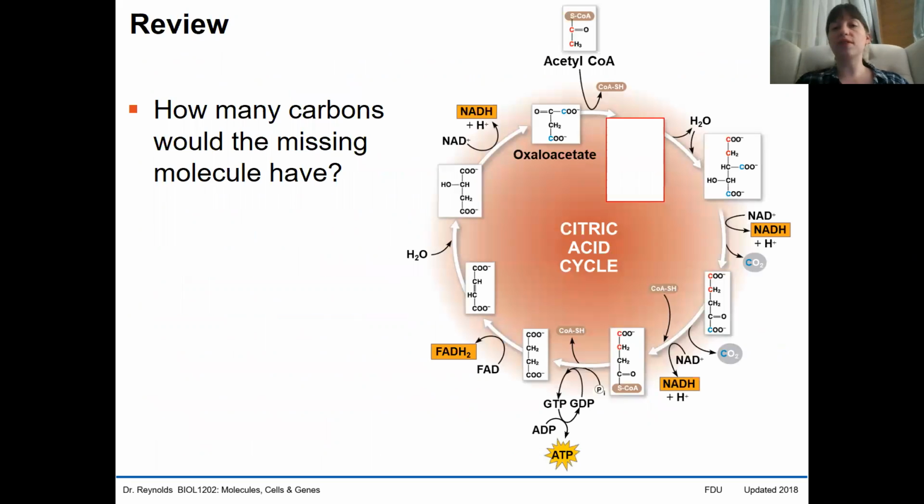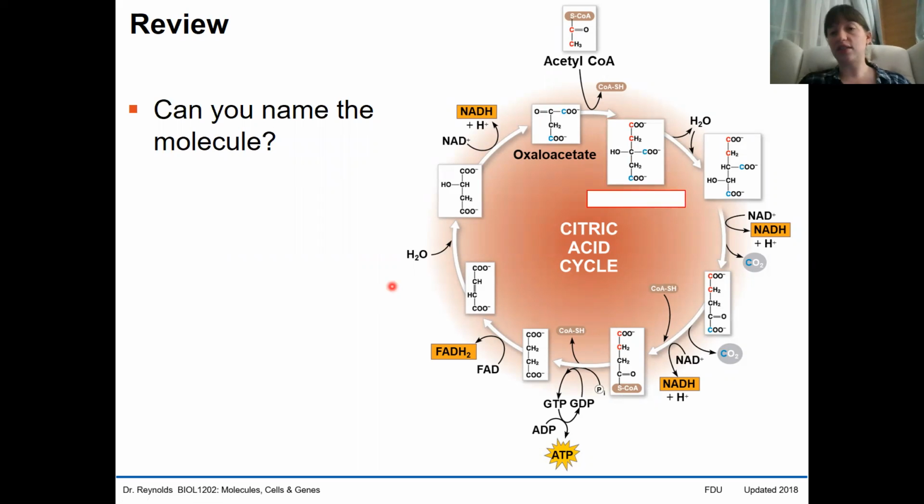Now, how many carbons would this molecule have? If you were to take a look at oxaloacetate, you would see that it has 4 carbon atoms: 1, 2, 3, and 4. Acetyl-CoA has 2, which means that this molecule has to have 6 carbons. And we know that the 6 carbons belong to citrate, or citric acid.